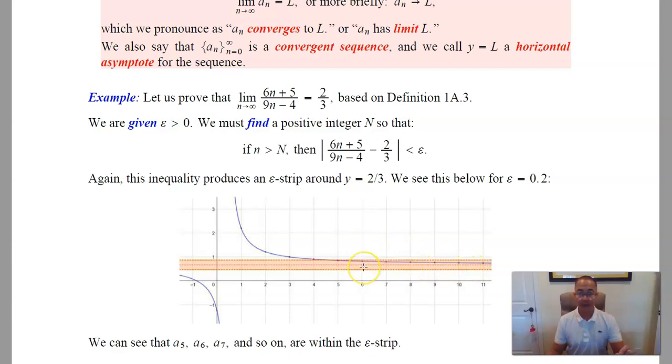So the definition says, no matter how narrow we make that epsilon strip, you can still find a cutoff point, basically. Once you go past that cutoff point for n, you will be within that epsilon strip.